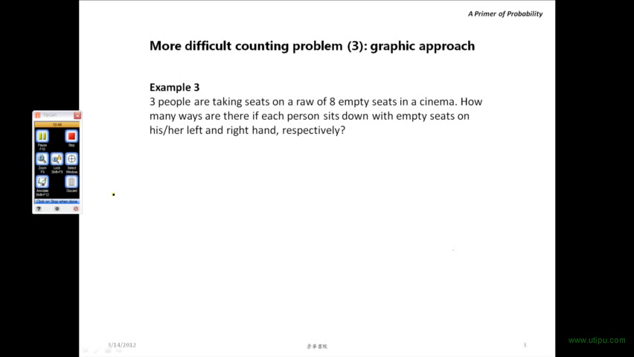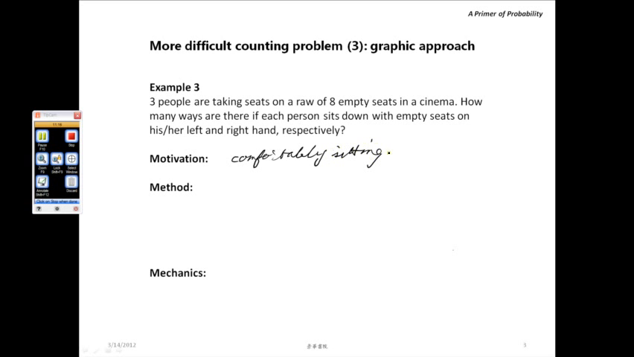Using the 4M problem-solving approach. The motivation of these people may be to sit down comfortably to watch the movie. So motivation is to sit comfortably, sitting down.